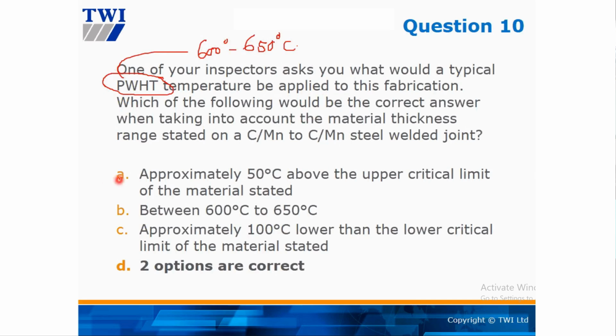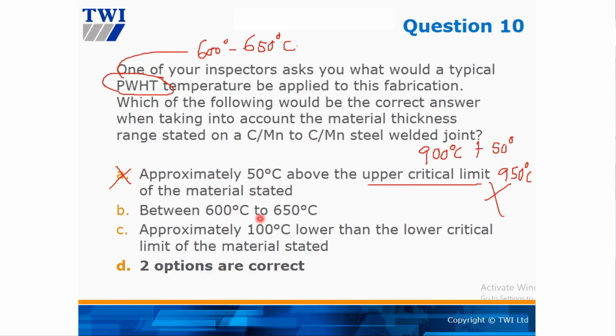The answer A is wrong. Why is this wrong? Because it said 50 degrees above the upper critical point. Upper critical point, we're talking about roughly 900 degrees C. If you add another 50, that will be 950 degrees C. So that is the wrong temperature.